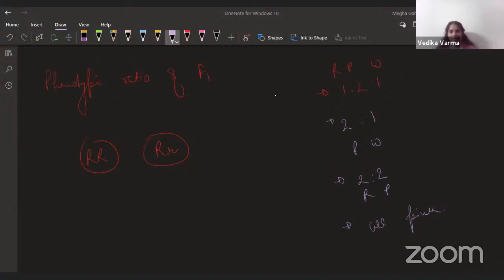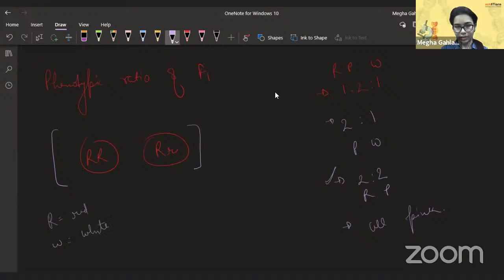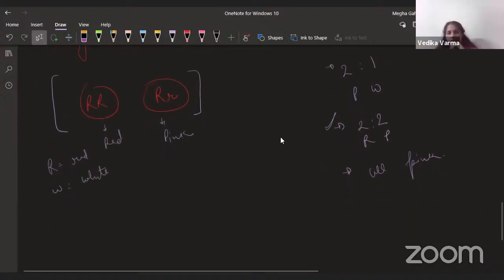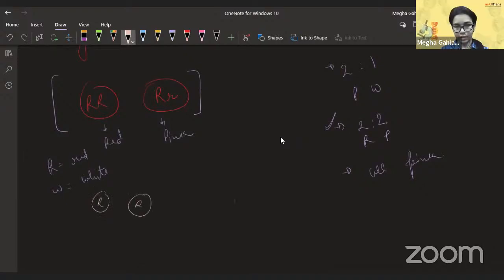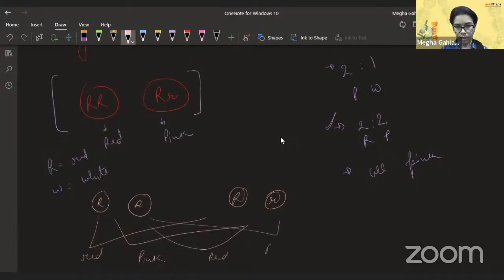Okay, ma'am. So this one I wrote option C, which was 2 red is to 2 pink. If we look at this, isn't this incomplete dominance? I think it's Snapdragon. Yes. So this is a complete red and this is a pink, right? And if we go by this, these, these, and these: red, pink, red, pink. Yeah, you were correct.